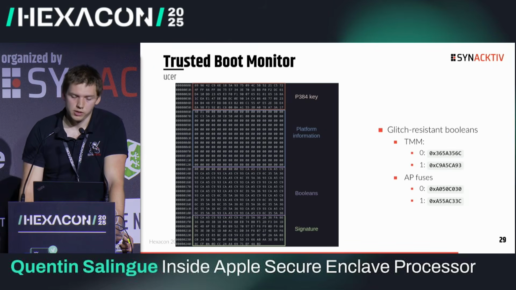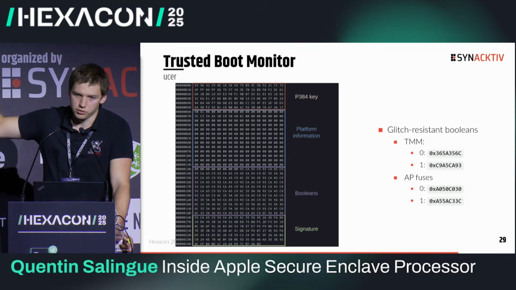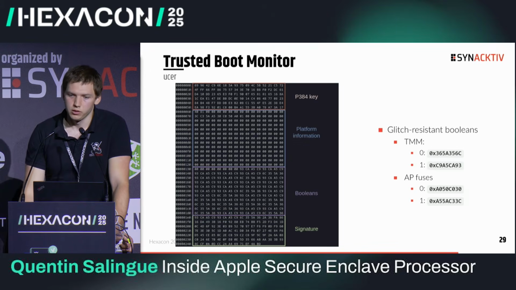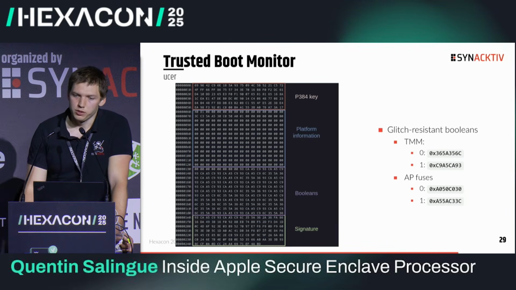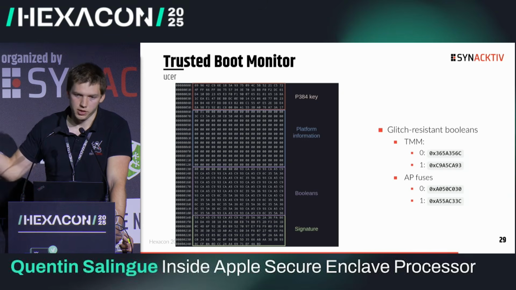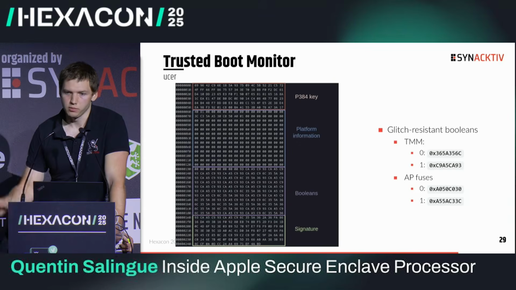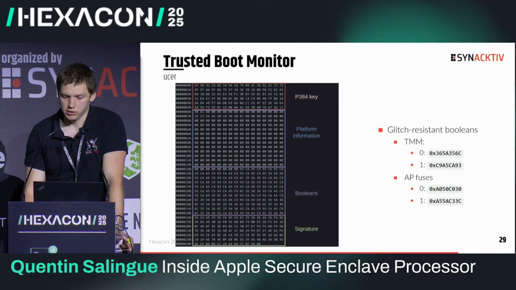The UCRT will look like that, so you can see that there's a big random blob at the start, which is the key that they use to sign the UCON. Then you have the platform information, which is mostly a bunch of zeros because you have not that much information inside. And then you have booleans. They will use these booleans to tell, hey, I have this information in the certificate, and I need to validate it against what's in the container. And then you have the signature, which is validated using the key inside the TBM.